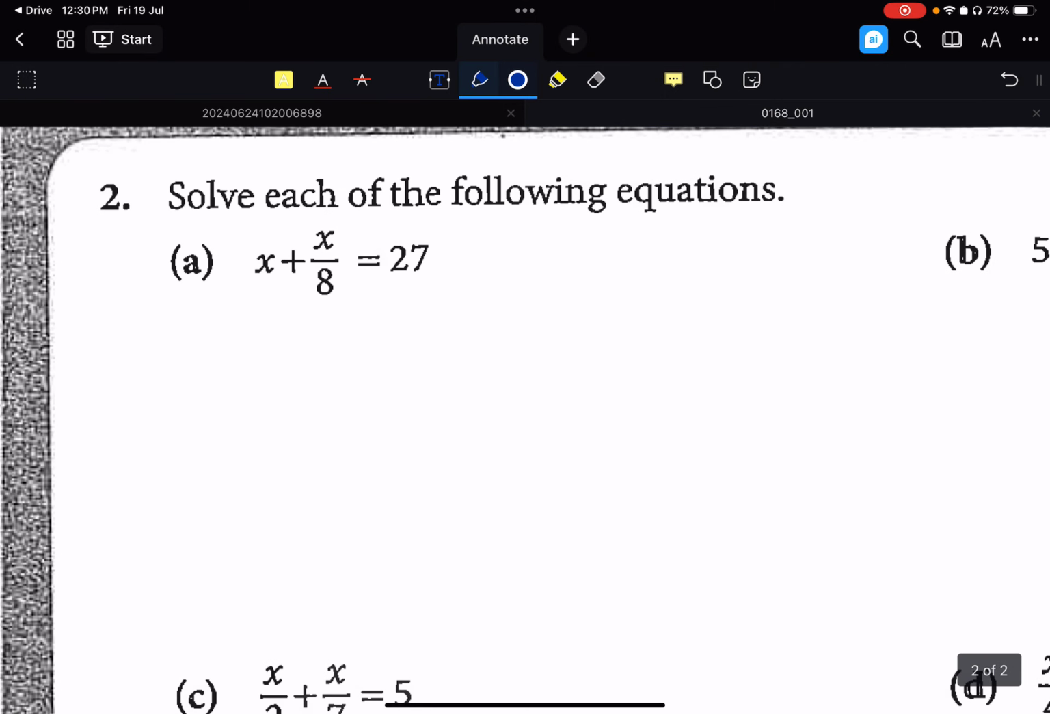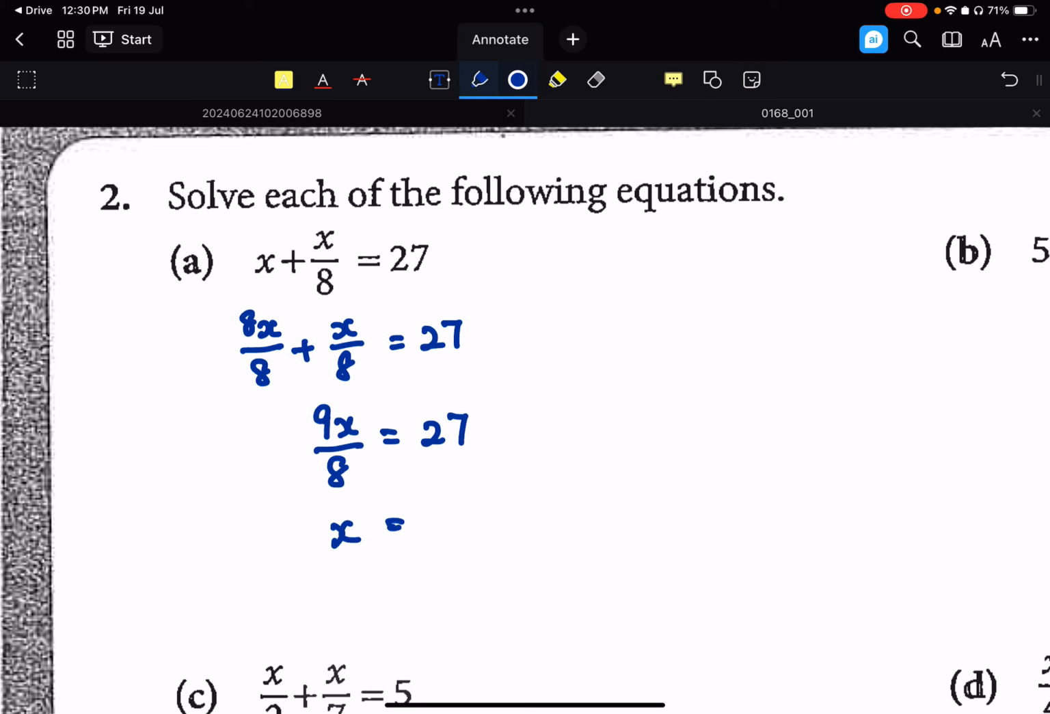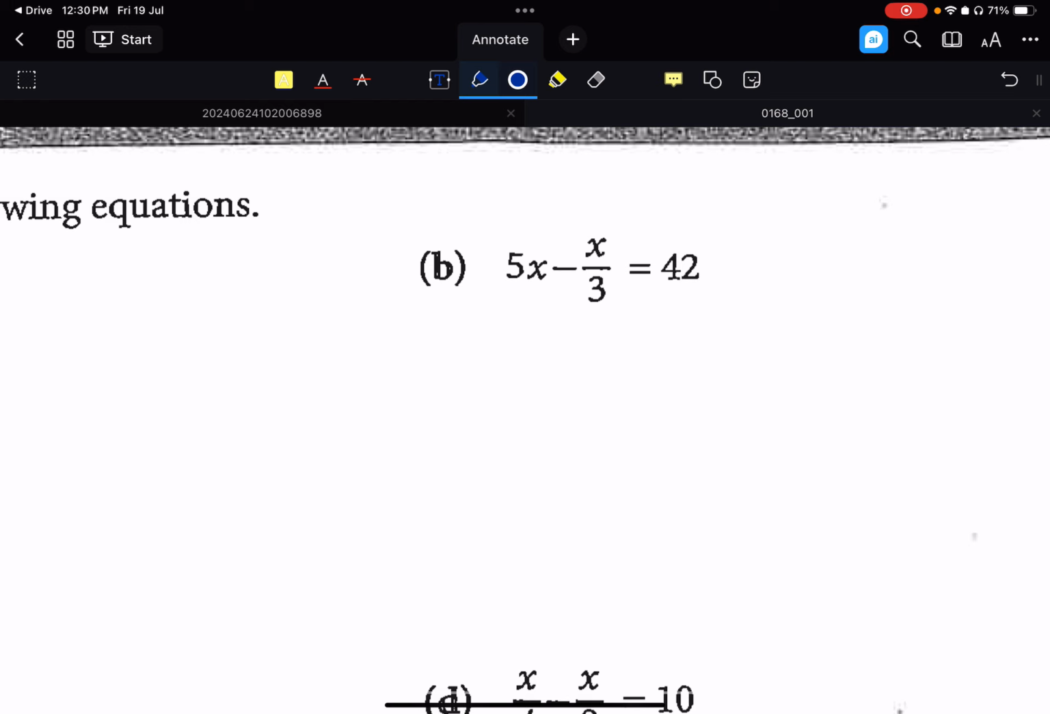So here, what happened is we need to know that this is actually 8x over 8 plus x over 8 equals to 27, which means we have 9x over 8 equals to 27. X is equals to 27, you can divide by 9 times 8, which gives us 24. Quite easily done. Okay, same thing here. We have 5 minus 1 over 3, which gives us 14x over 3 equals to 42. So x will be equals to 42 times 3 over 14 equals to 9. Use your calculator to help you.